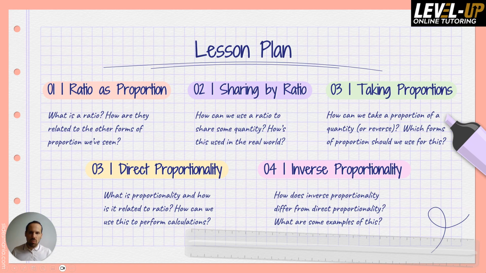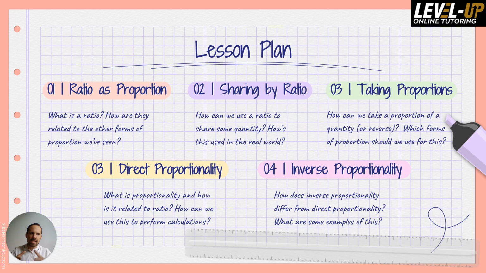So we're looking at what ratio is, as in a proportion, and how we can use ratio to share some quantity in, say, an uneven way. We'll take a look at that. How to take a proportion: if I've got a particular quantity and I want to take some proportion of that, 43% for example, what is 43% of this quantity? We'll look at how that works.